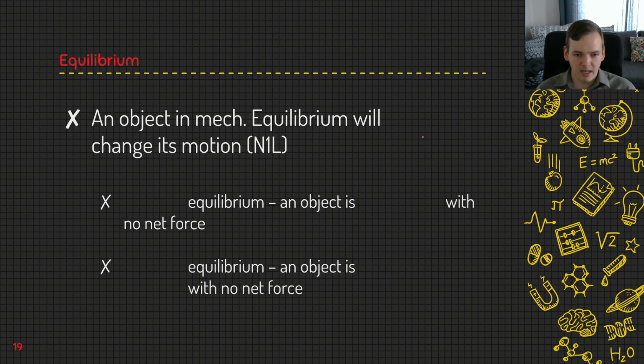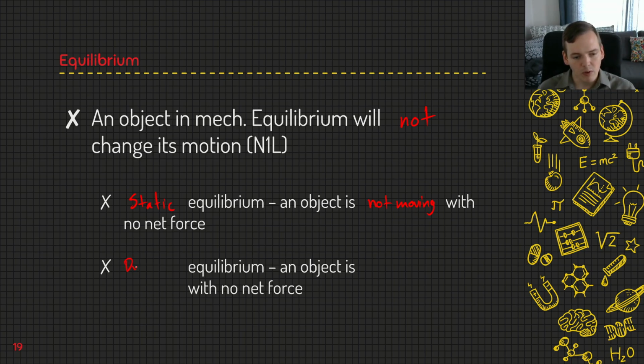An object in mechanical equilibrium will not change its motion. We just talked about this, and this is because of Newton's first law. If the net force is 0, then it will stay at rest or it will stay in motion with a constant motion. So those two conditions give us specific names. Static equilibrium is when an object is not moving and it has no net force. So if an object is at rest and it's staying at rest because all the forces acting on it sum up to 0, it's in static equilibrium.